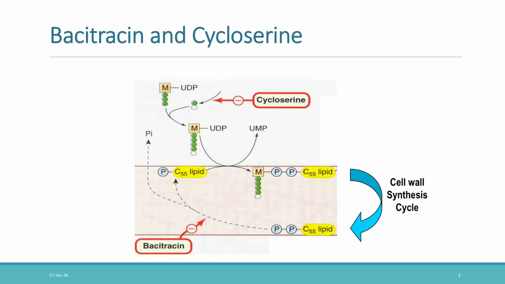We now turn our attention to two less commonly used cell wall synthesis inhibitors, bacitracin and cycloserine. These drugs act at earlier stages of peptidoglycan synthesis than beta-lactams or vancomycin. Although their clinical applications are more limited, they remain important because they illustrate additional vulnerable points within the bacterial cell wall synthesis pathway. Studying these agents also reinforces the concept that multiple enzymatic steps are required for successful construction of a bacterial cell wall.